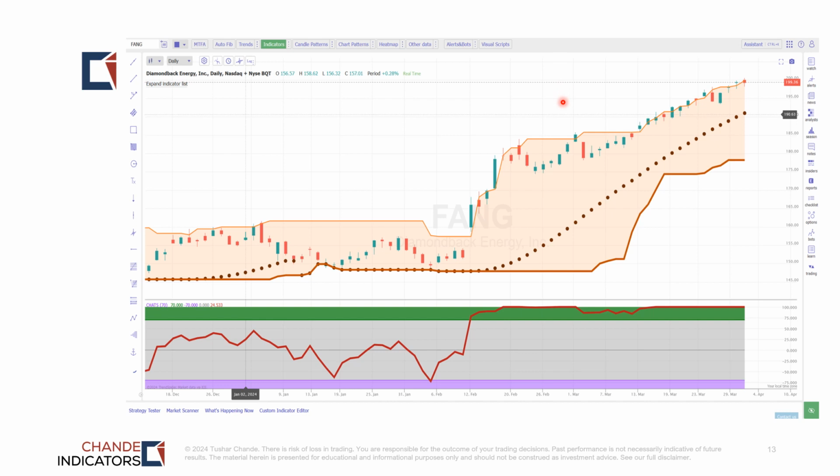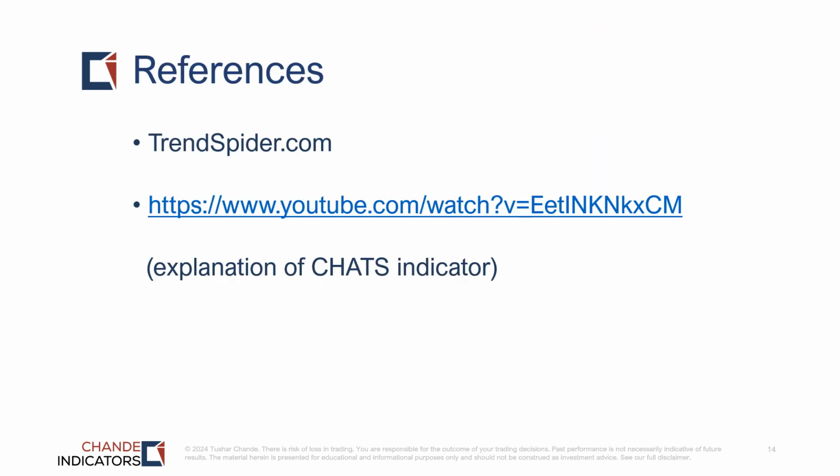So this is an example of how you can combine a breakout tool measurement with a trailing stop measurement to protect your position.